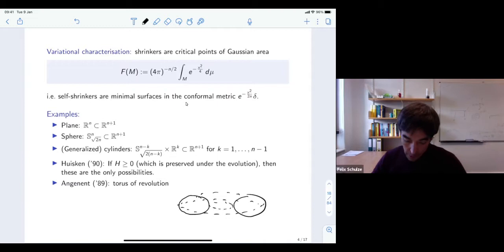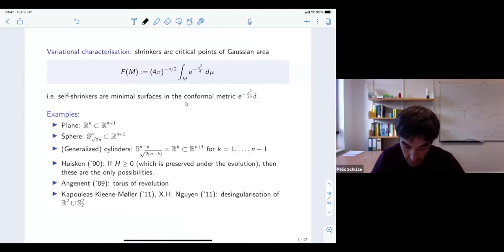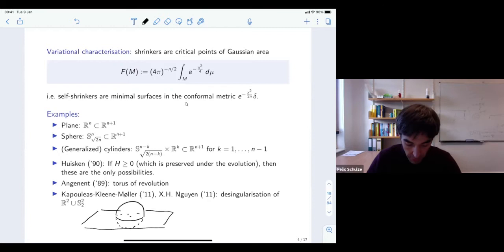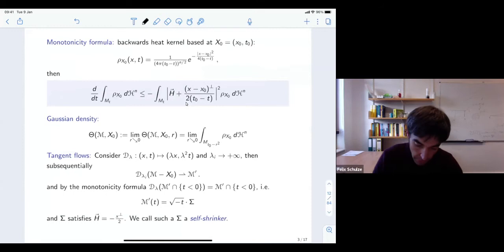Okay, and there are other examples here. You can think of the following example. For example, you take a round sphere and you intersect the round sphere with a plane, both centered at the origin, like this. That is some kind of singular shrinker. But we have seen before that the shrinkers are kind of a prescribed mean curvature equation.